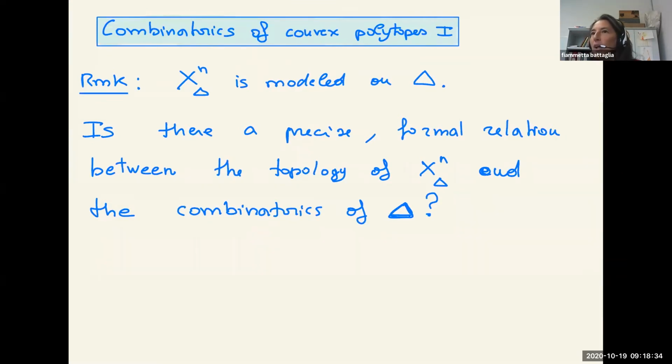And what I would like to address now is the relation with the combinatorics of the polytope. So this is a very classical interplay in toric geometry between combinatorics of the polytope or the fan, depending on your viewpoint, and the topology of the toric variety. And this has produced important results. So it is a natural question to see if this carries on. So we want to see if there's a relation between combinatorics of delta and our complex toric quasifold.